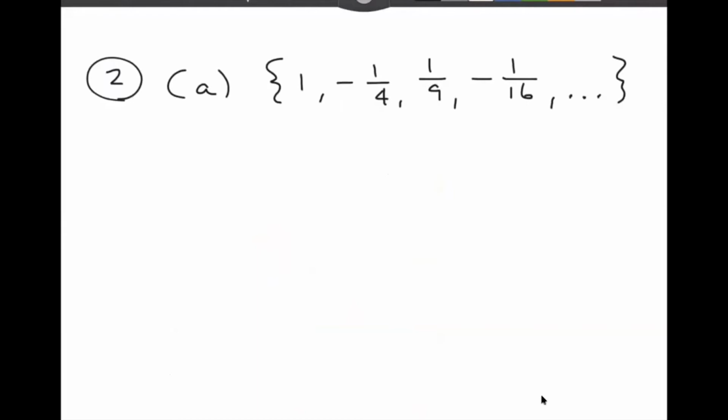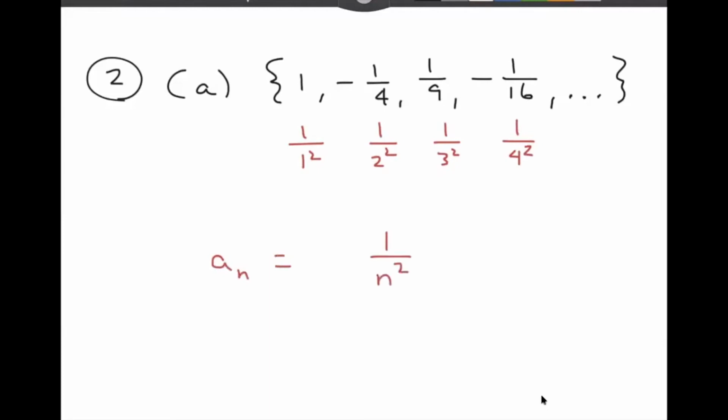So for one thing, what if I pointed out to you that 1 can be written as 1 over 1 squared, and 1/4 can be written as 1 over 2 squared, 1/9 can be written 1 over 3 squared, etc. Okay, so a big part of this general term is going to be 1 over n squared.